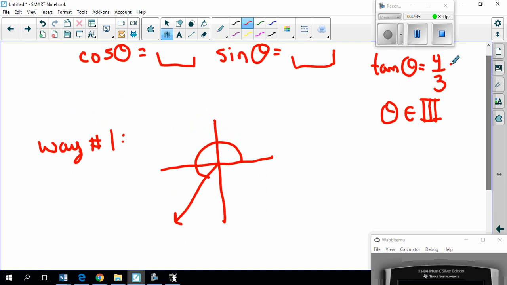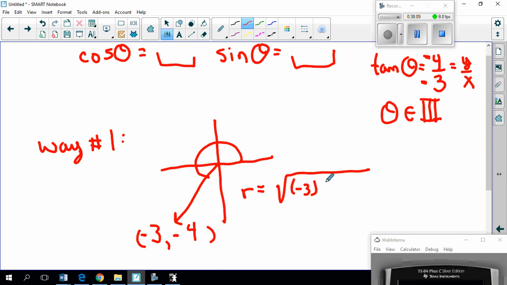Now, you know, tangent is y over x, and my points in the third quadrant are negative and negative. So clearly, there must have been a negative there and a negative there. So, -4 for the y, -3, but the radius is the square root of (-3) squared plus (-4) squared equals 5. I am done, because I know cosine is x over 5, and I know sine is y over 5.